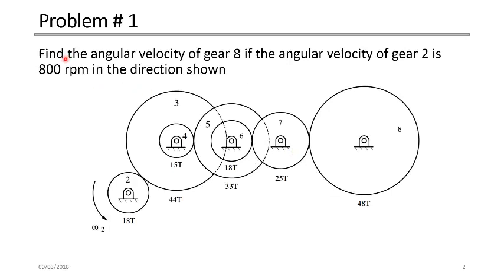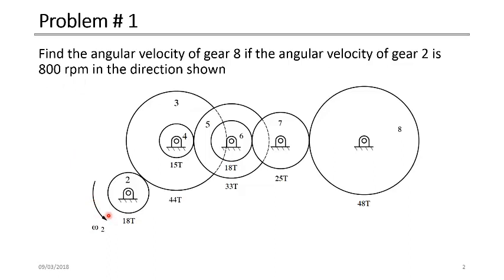It says find the angular velocity of gear 8. So here is gear number 8, so the velocity of this gear is required, if the angular velocity of gear 2 is 800 rpm in the direction shown. So we have been given here the angular velocity of gear number 2. It's 800 rpm and it's in the counterclockwise direction.